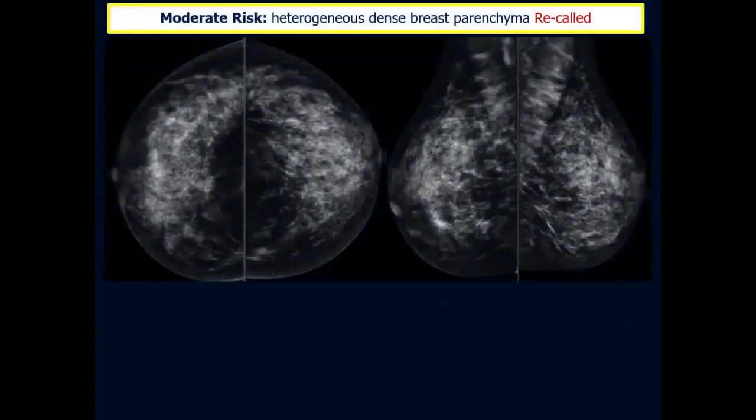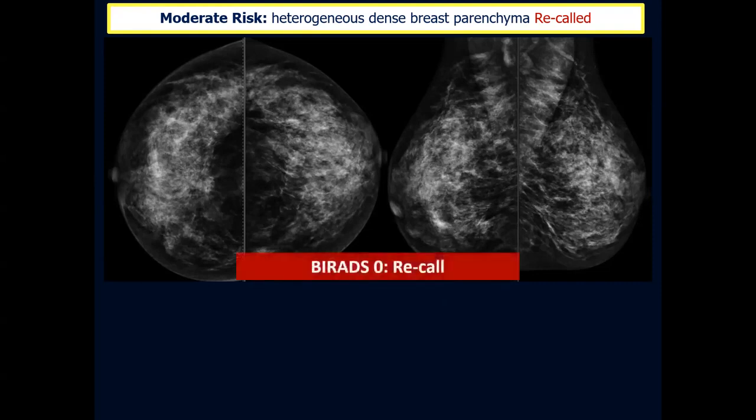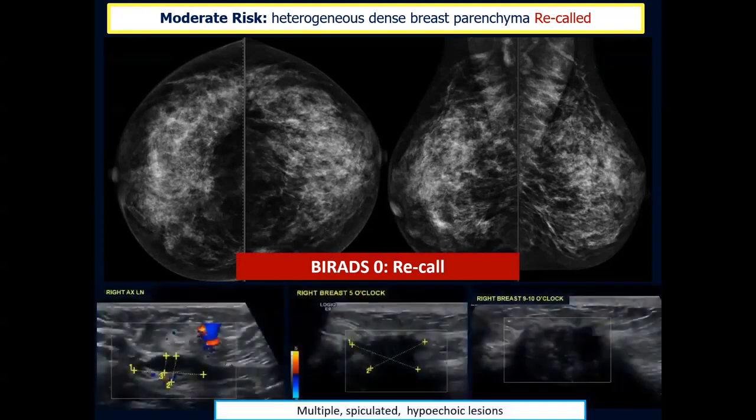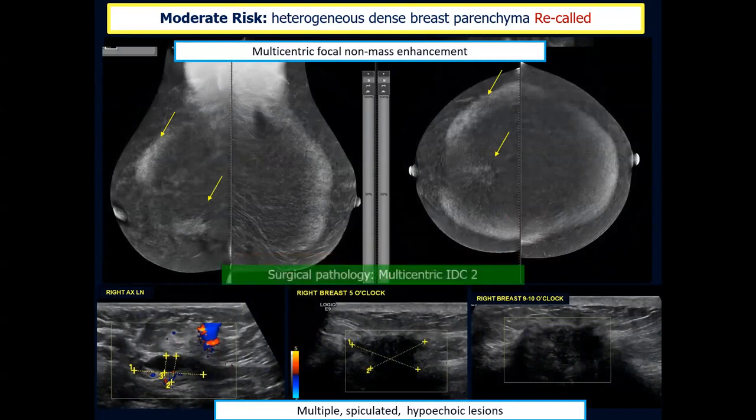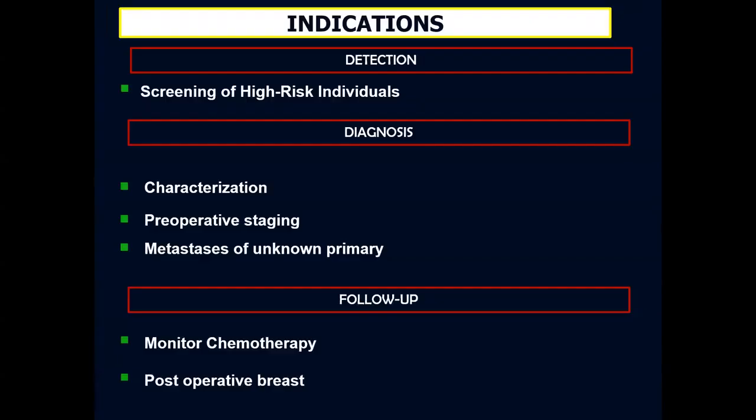This is a moderate risk individual. She had a heterogeneous dense breast parenchyma, and she was assigned a BI-RADS 0, and she was recalled for further investigations. An ultrasound was indicated, and it revealed multiple spiculated hypoechoic lesions. Going back to her mammogram, we could only identify one of these lesions. So contrast mammography was indicated, and it revealed an underlying multicentric focal non-mass enhancement. Mastectomy was performed, and the surgical pathology came back with a multicentric invasive duct carcinoma grade 2.